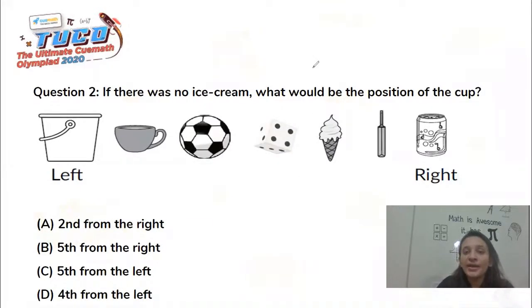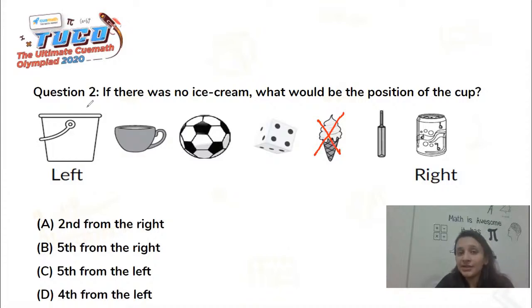So when it says no ice cream, what we can do is put a cross on the ice cream so that we do not count it. Now there are two ways of counting the position of the cup. It could be from left or it could be from right. And the left and right are already marked in the question, as you can see.